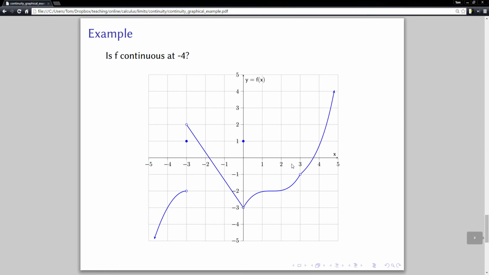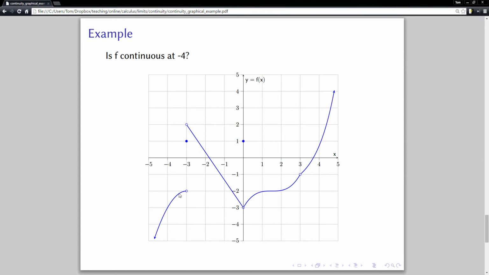All right, and now we're going to check this. The question is, is f continuous at -4? So here's -4, right? For our next value, we can see that the function value would be right down here at -3. So condition 1 is met.